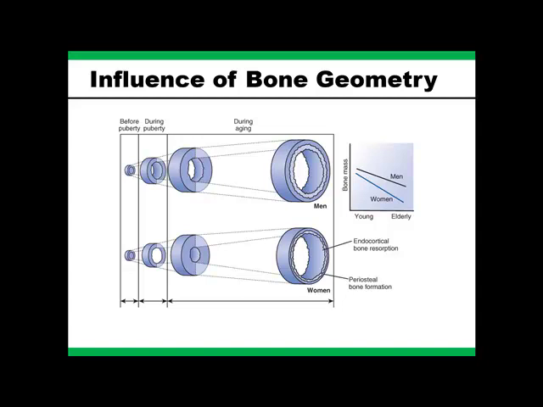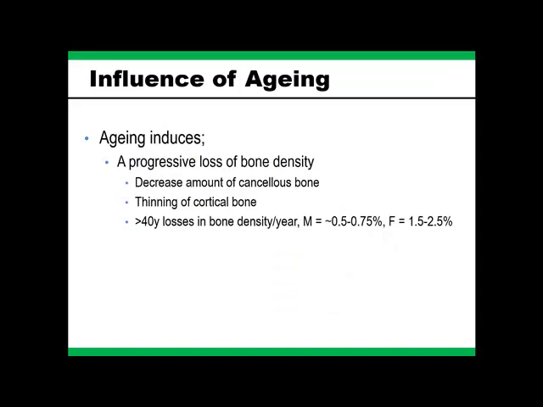And then because we age, we all lose, but at different rates. Females lose more as well, and that's due to estrogen essentially controlling where bone is deposited. So as we age, beyond about 40, we're losing at different rates. You can see the figures down here. Males losing between 0.5 and 0.75, females 1.5 to 2.5, losing beyond 40, and it progresses down. We lose both thickening of the cortical bone and a lesser amount of cancellous bone.